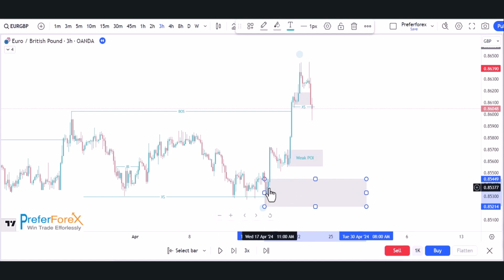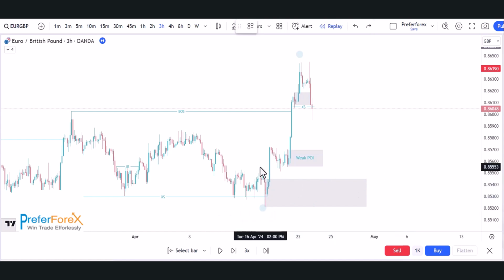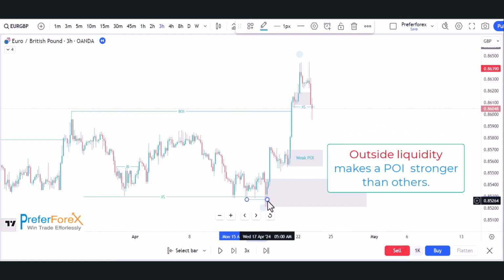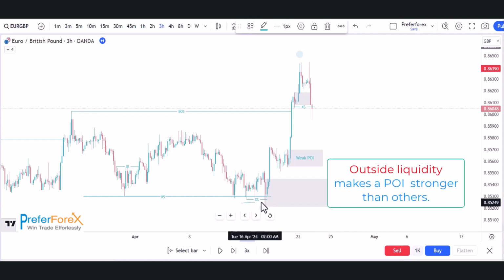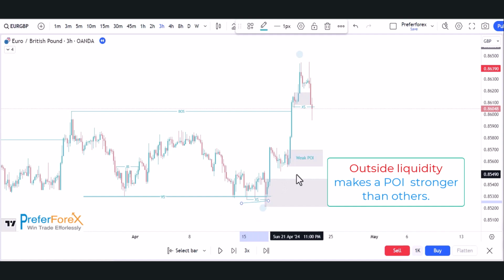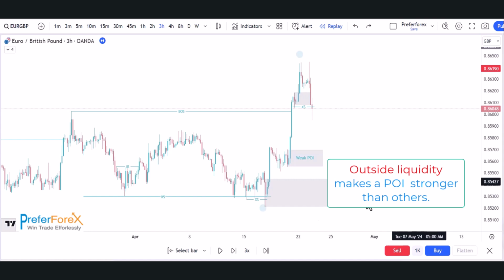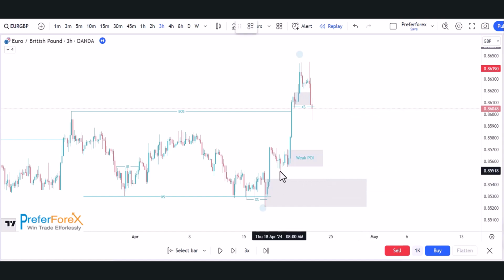This is the final POI. Focus on the price action here. There are several liquidity transactions here. The price takes the outside liquidity here and also from here. The outside liquidity is more impactful than the inside liquidity. That makes a POI stronger than other types of POI. This low will be treated as the source of liquidity above this POI for future price movements.